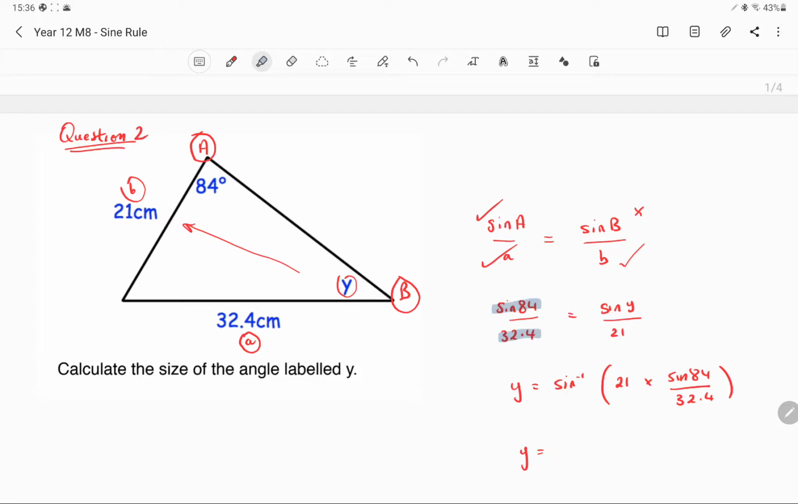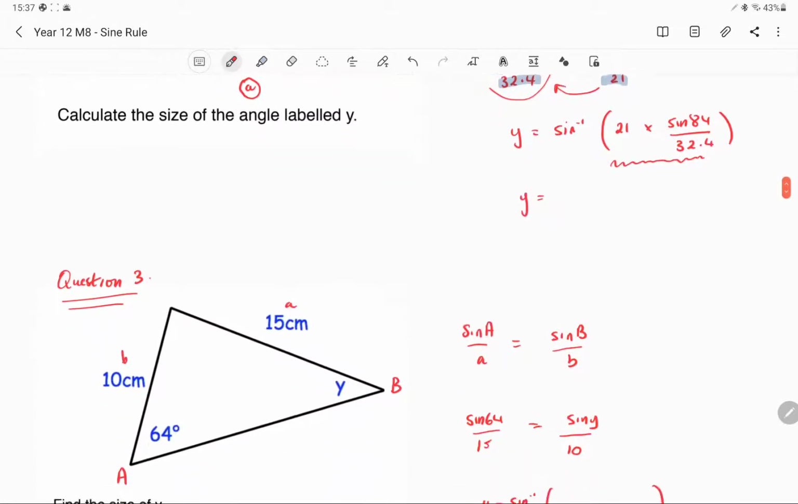Opposite it, 32.4. And that's going to be equal to sine of Y, which we don't know, divided by the opposite side, which is 21. So same as before, we're going to work this out. Multiply by 21. And then we have to do inverse sine to get the size of angle Y.